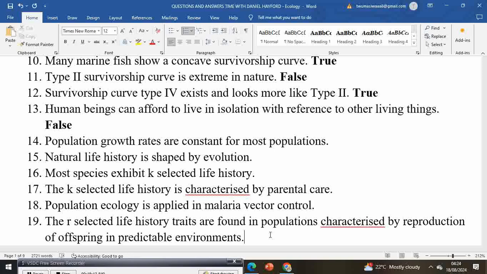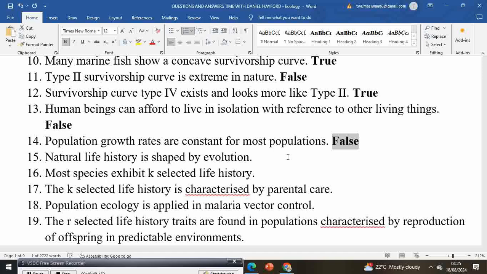Question number 14. Population growth rates are constant for most populations. Is this true or false? This statement is false. What is your reason for this? Reflect and give your reason why you think the statement is false, or if you think otherwise, let me know.